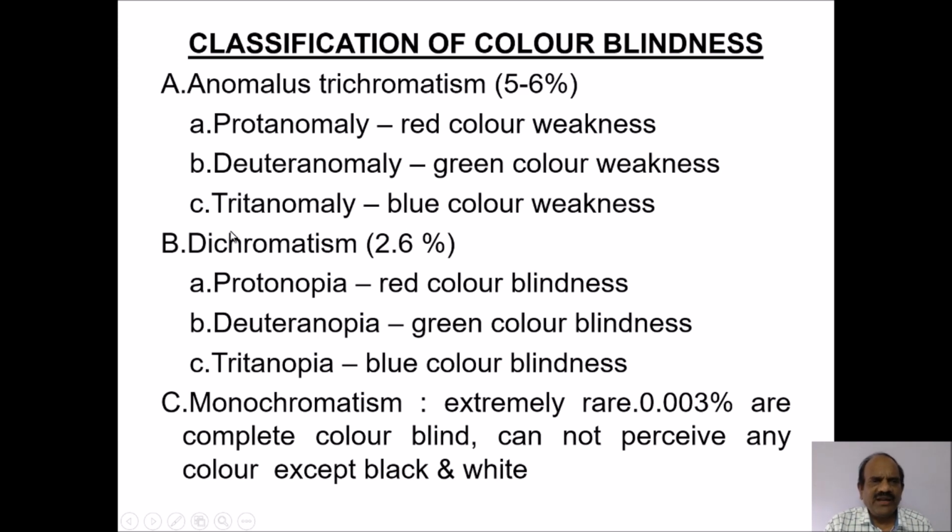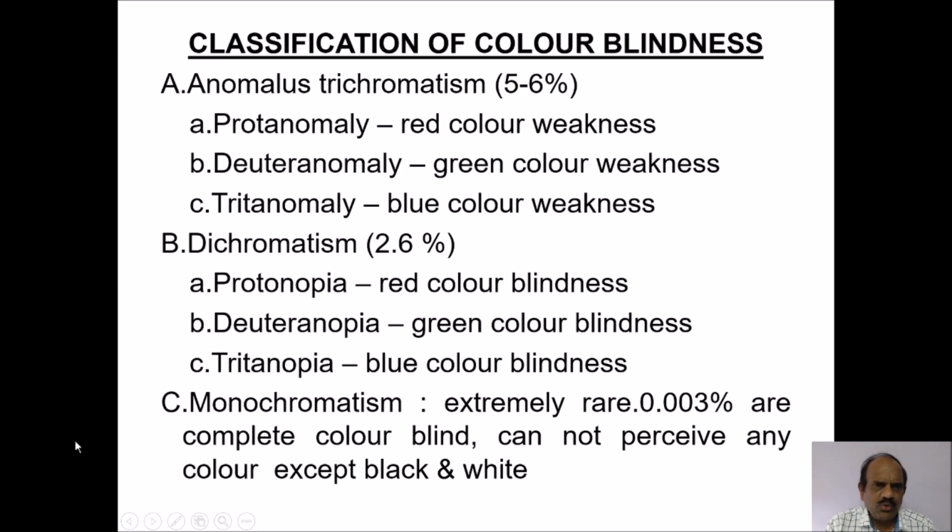The second type of color blindness is dichromatism. Its occurrence is approximately 2.6%. There is the first subcategory protanopia, which means total red color blindness; deuteranopia, which indicates blindness for green color; and tritanopia, which is blue color blindness.